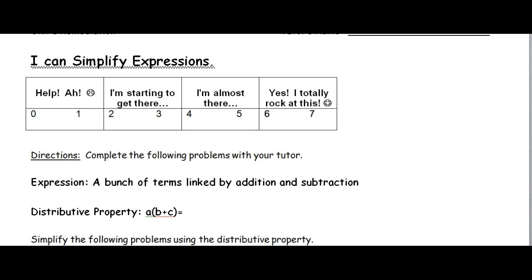Hello algebra students, this lesson is simplifying algebraic expressions. Now before we start, the first thing we want to discuss: what is an algebraic expression?